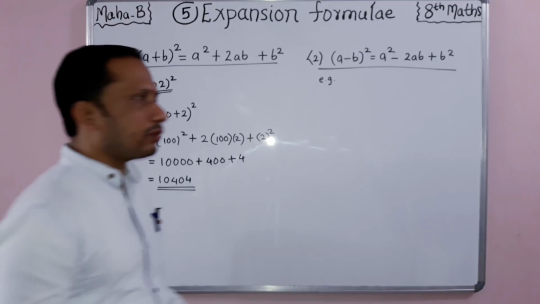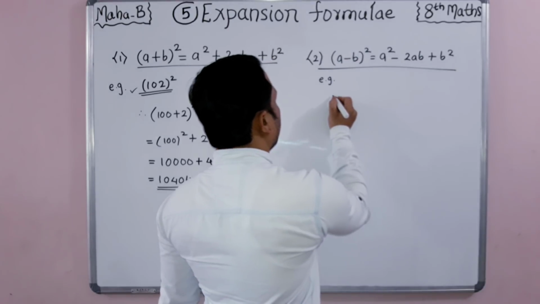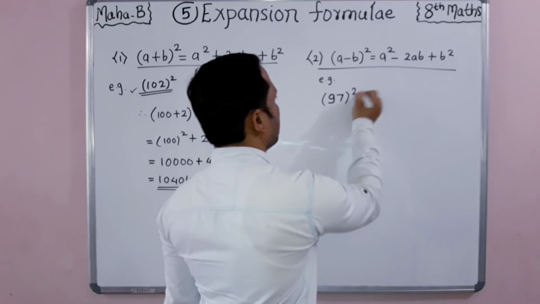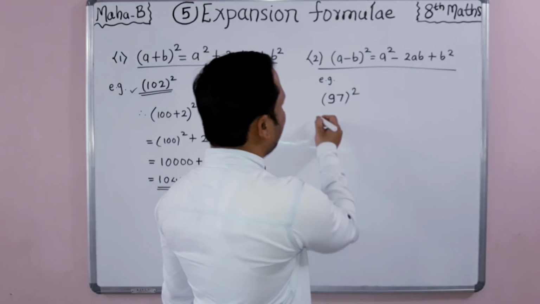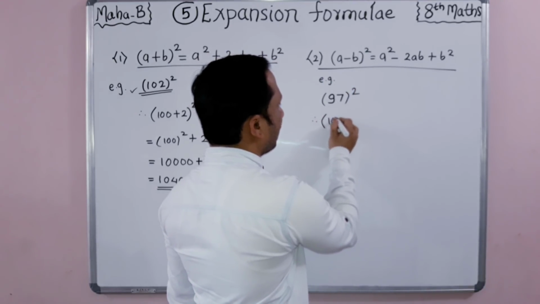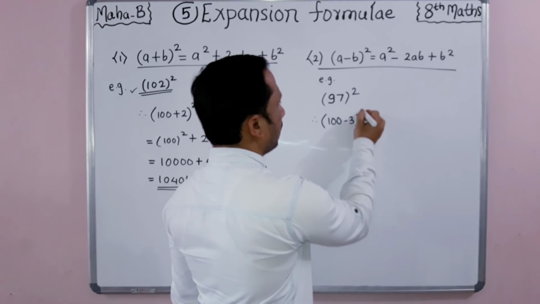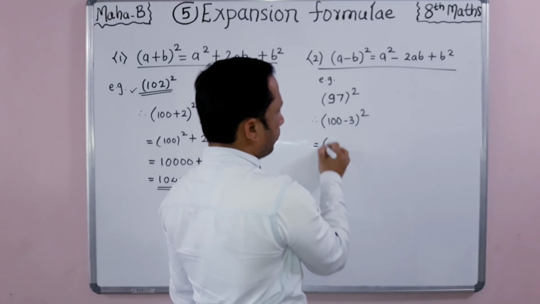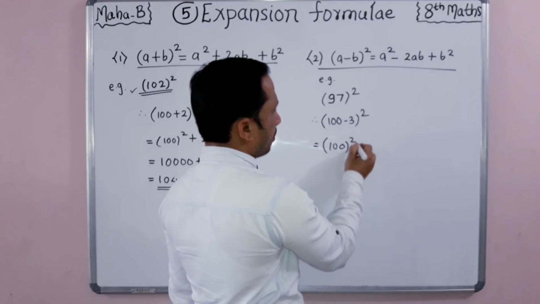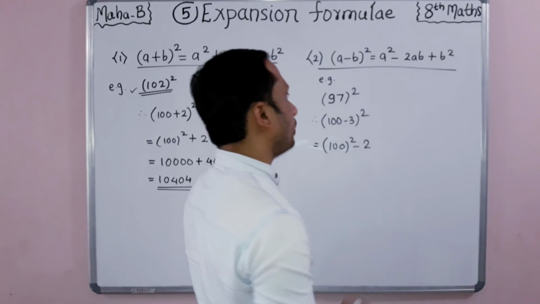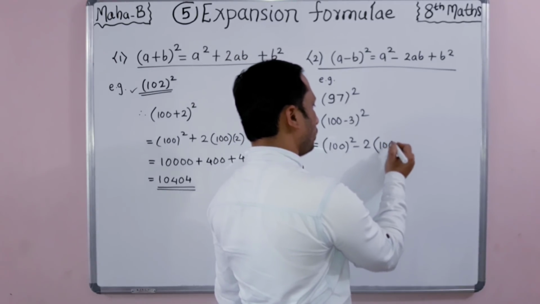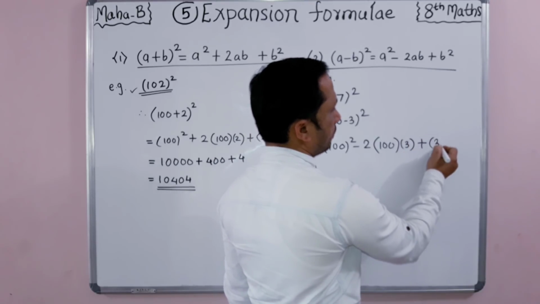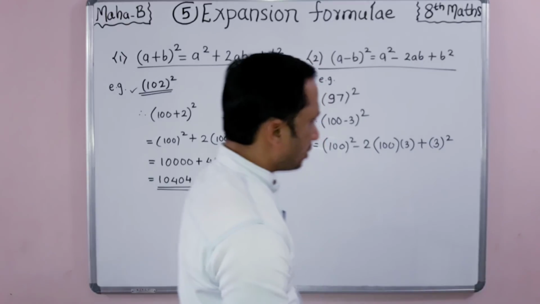Now come to the second formula. Suppose we have to find the square of 97. Now we can write this number like this: (100 minus 3) whole square. Therefore, first a square, meaning 100 square, minus 2ab, meaning 100 into 3, and plus b square, meaning 3 square.